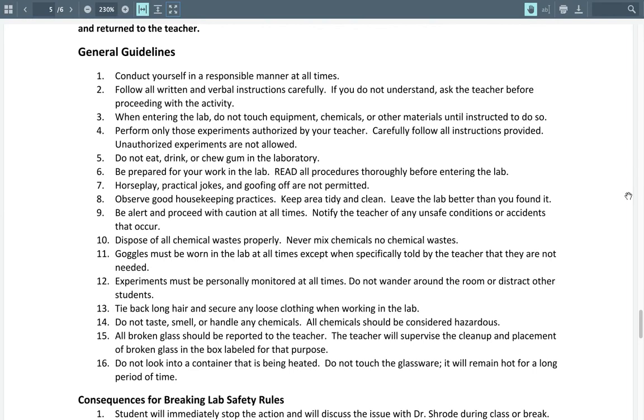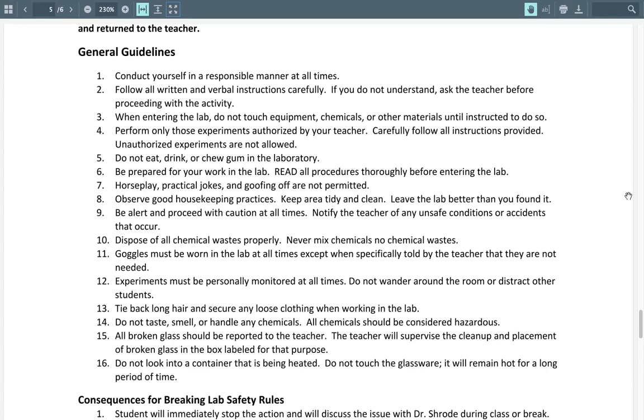First, you're going to conduct yourself in a responsible manner at all times. So don't be goofing off and doing crazy things, okay? Follow all written and verbal instructions carefully. If you do not understand, ask the teacher before proceeding with the activity. So a lot of times you'll have lab instructions written down, and so you need to make sure that you read those procedures, and then we will give you verbal instructions too out loud. So if you don't know what to do, then ask. Probably the first thing we're going to say is, did you read the written instructions? And if you say no, then we're going to tell you to read those first, okay?